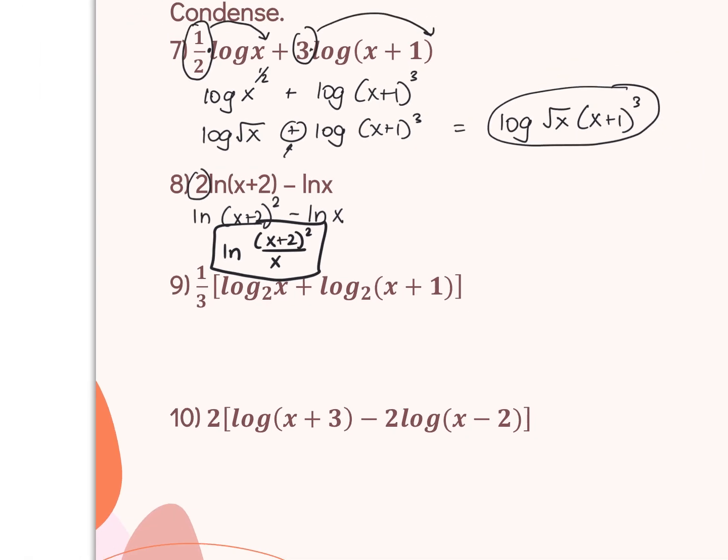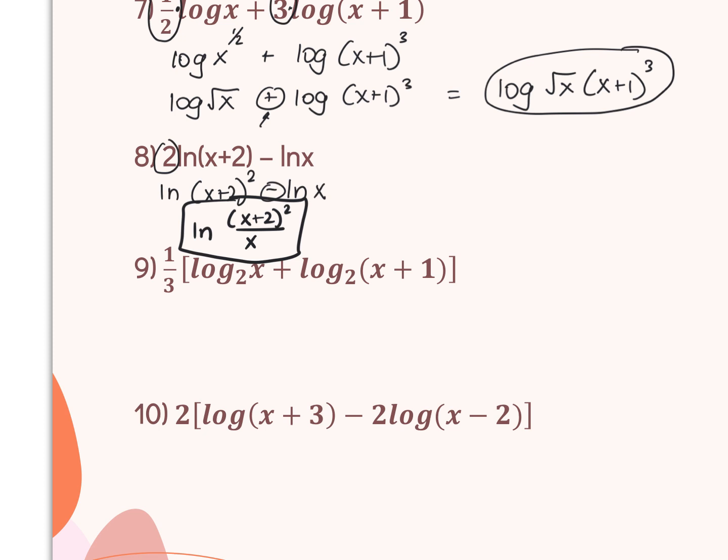So again, when I see minus, I know it ultimately ends up having to be a division. Again, I look at this one and I see that this is 1/3 times all of that. So I could distribute the 1/3 first, right? I could do 1/3 log base 2 of x plus 1/3 log base 2 of x plus 1. However, I think the better way to do this is, since it's all grouped, I could just raise it all to the 1/3 power.